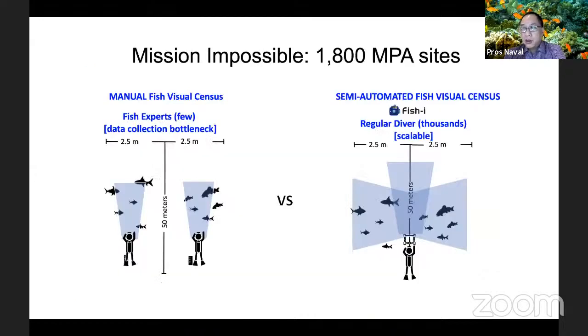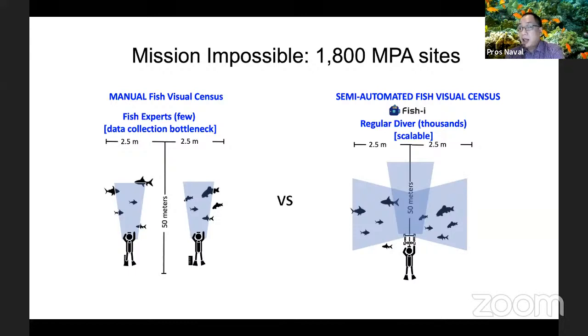Now, the conventional protocol for measuring these environmental indicators actually involves two scuba divers or fish experts who can identify on site any of the thousands of species of fish in order to do a fish survey. As you know, prolonged stay underwater gives rise to human fatigue, and it also compromises safety.